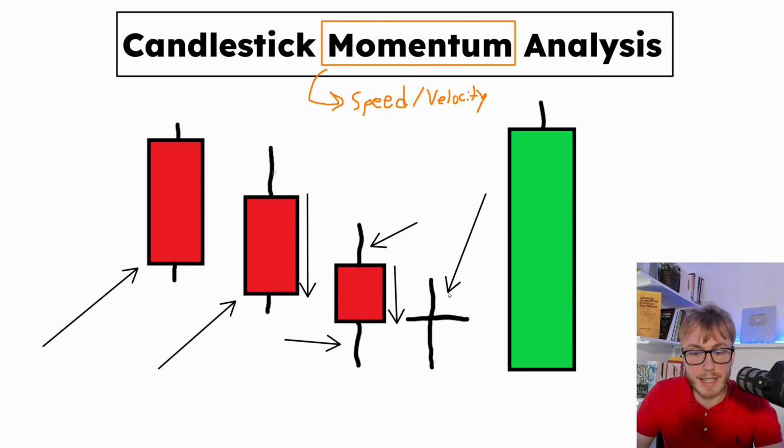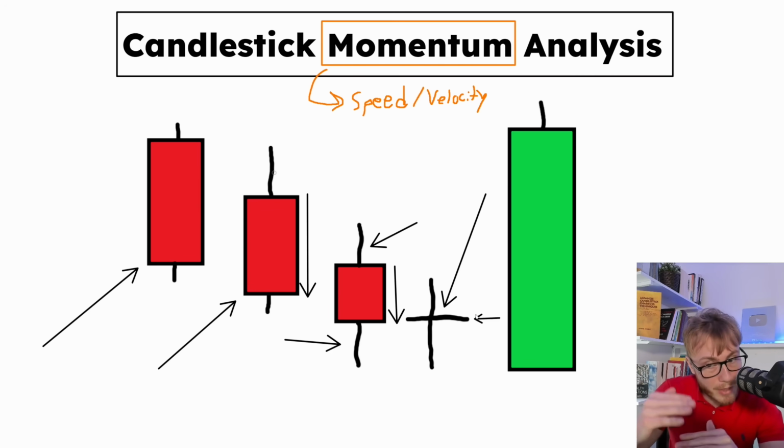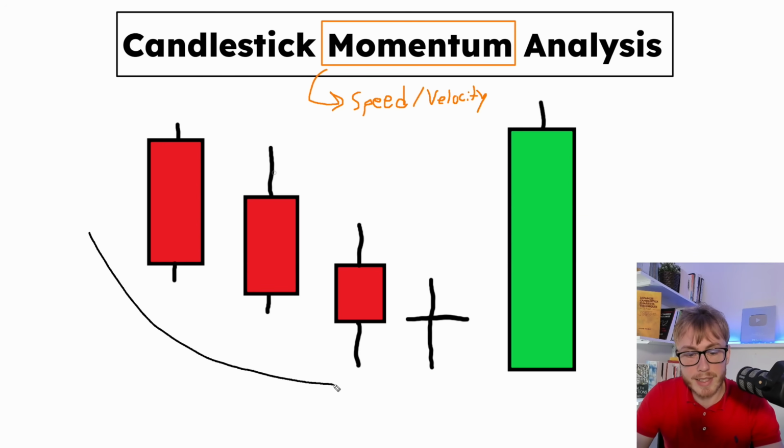And if we take a look at this last candle right here, you can see that the real body is pretty much non-existent. We have a very small real body. The candlestick opens and closes at the same level. So this right here is a doji candle. So for this downtrend right here, we can see that the momentum is decreasing.